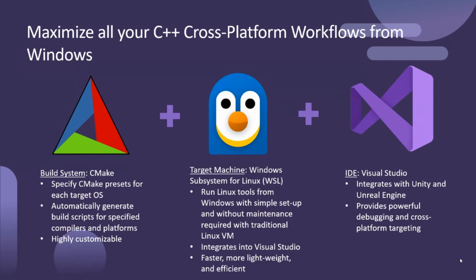Now that you have CMake as your build system, you can use your target machine as Windows Subsystem for Linux, or WSL. What is great about WSL is that it allows you to run Linux tools from Windows without the overhead and maintenance required with traditional Linux VMs. And it has a super simple setup. Whenever you're on Windows, you just have to run a few commands to get WSL spun up.